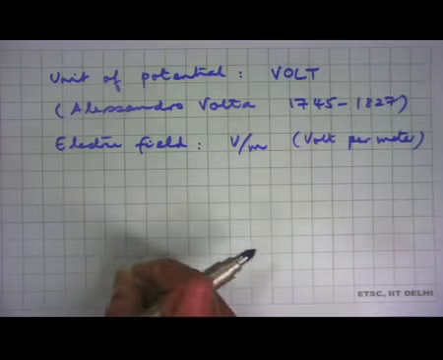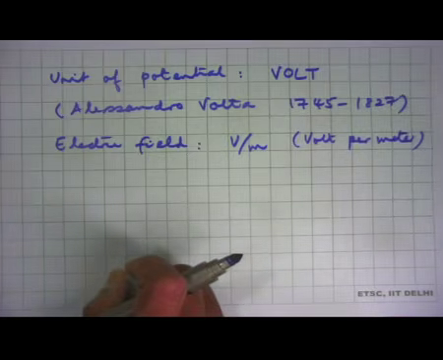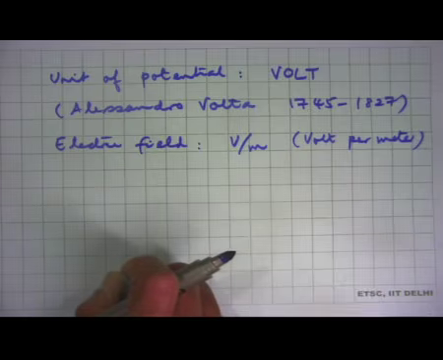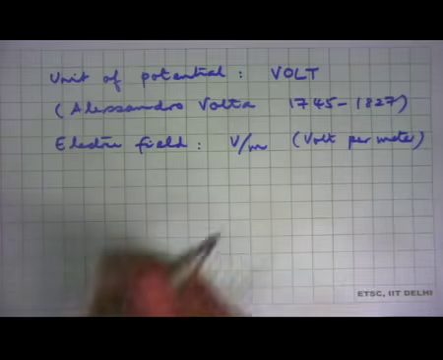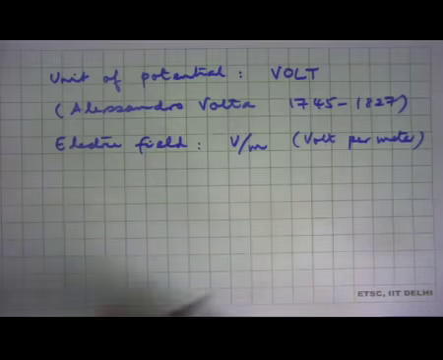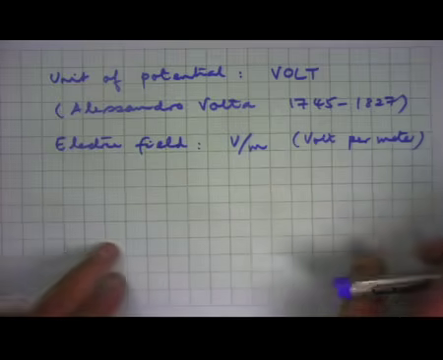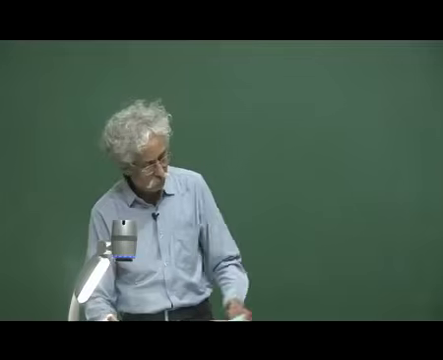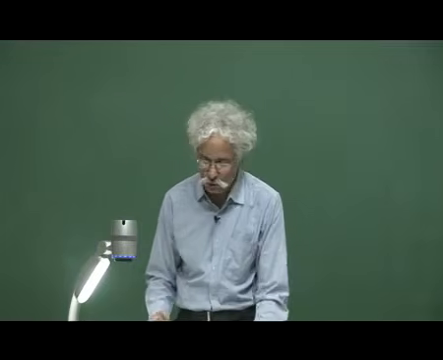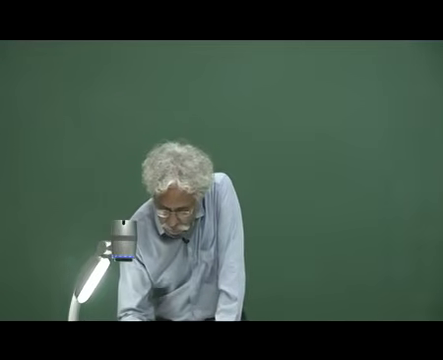This is the SI unit of electric field, volt per meter. We have seen earlier other units for electric field. This is another standard unit which is used for electric field. Now, let me do an example to calculate some numerical values of potential. So, here is an example.